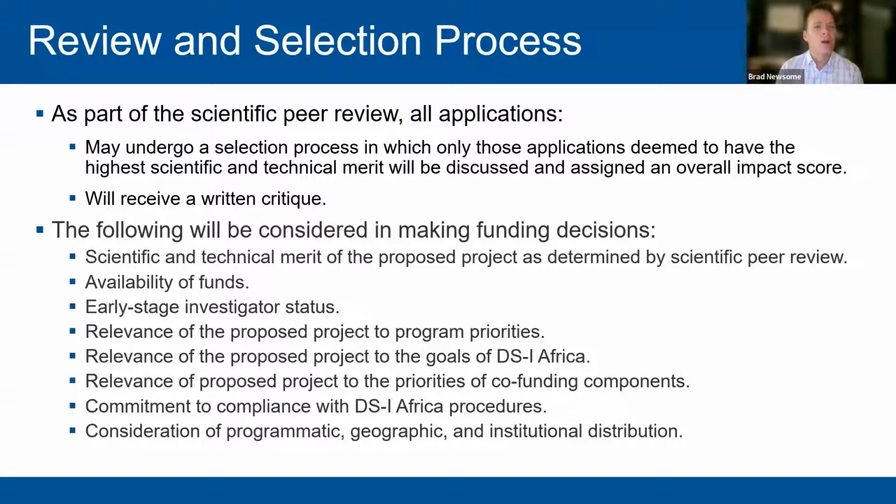Additional considerations that we'll use for making funding decisions involve scientific and technical merit of the proposed project as determined by scientific peer review, the availability of funds, your early stage investigator status, the relevance of the proposed project to program priorities, relevance of the proposed project to the goals of DSI Africa, relevance of the proposed project to the priorities of co-funding components of NIH institutes, centers, and offices, commitment to compliance with DSI Africa procedures, and consideration of programmatic, geographic, and institutional distribution.